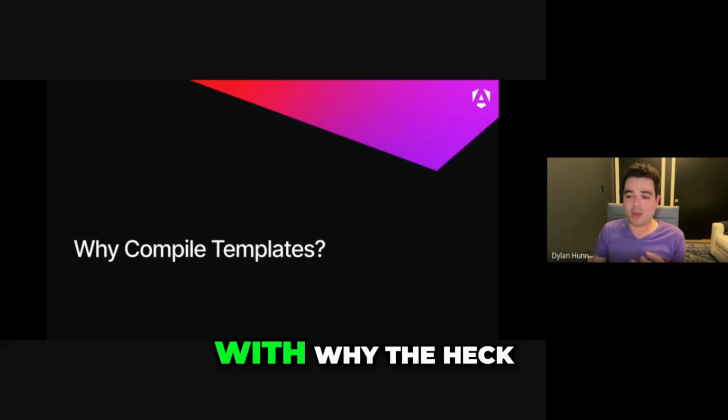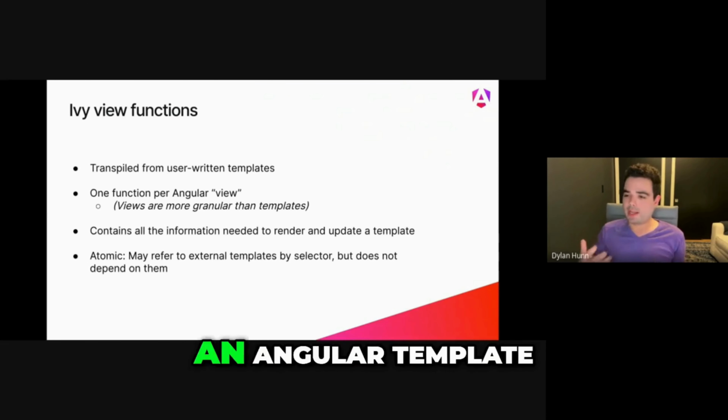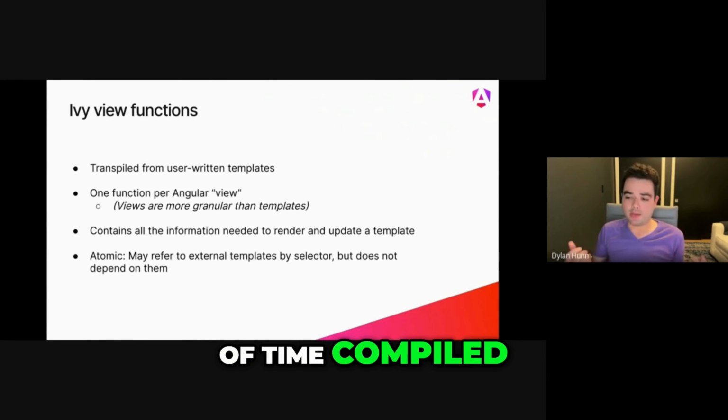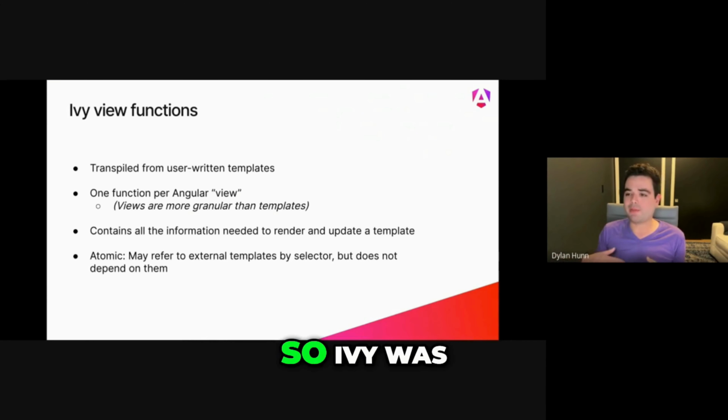So first, let's start with why the heck do we compile templates at all? When you write an Angular template, it gets ahead of time compiled, or really transpiled, to something we call an IV view function. IV was the code name at the time for a big rewrite of both the compiler and the framework runtime.